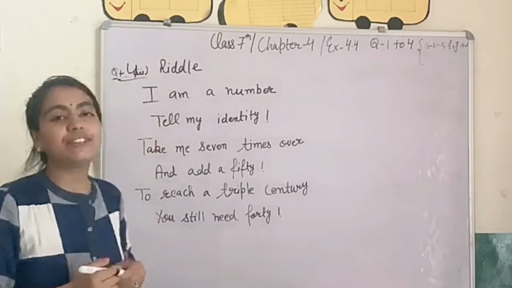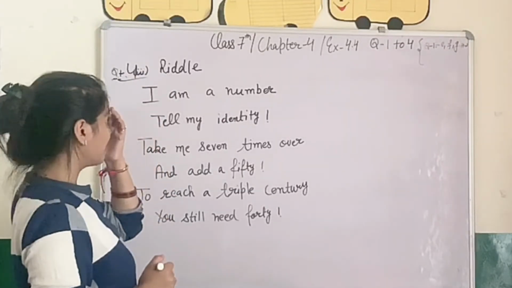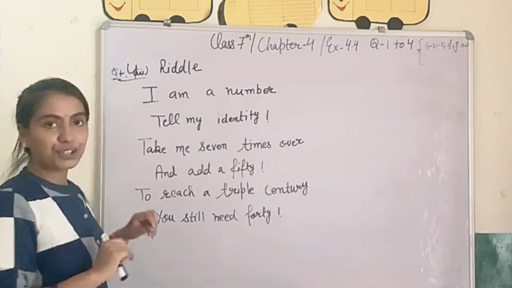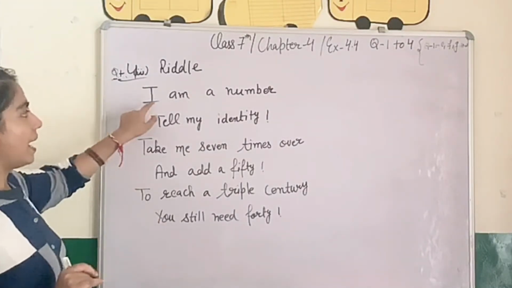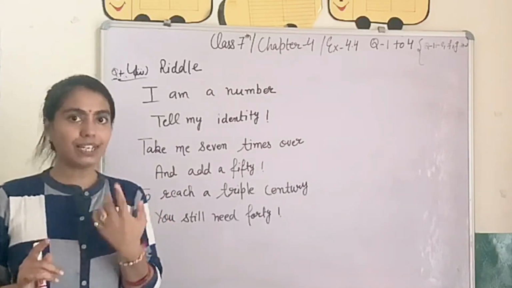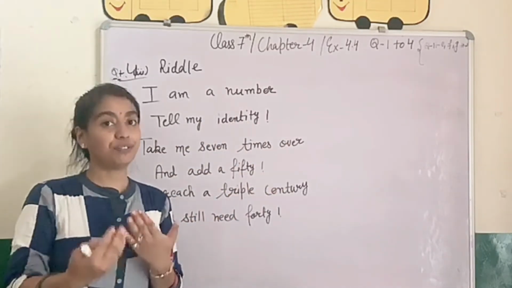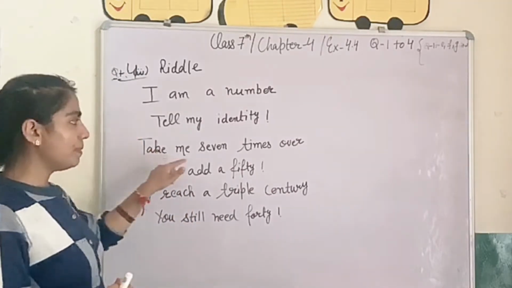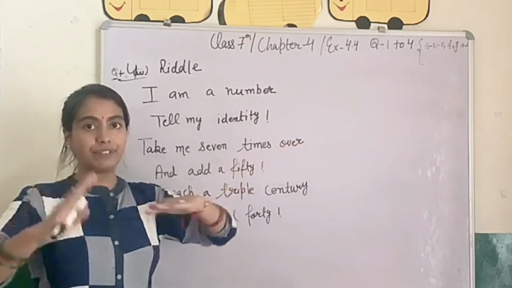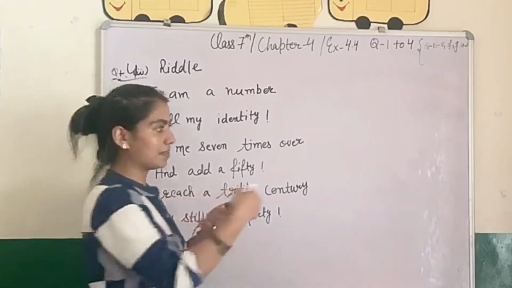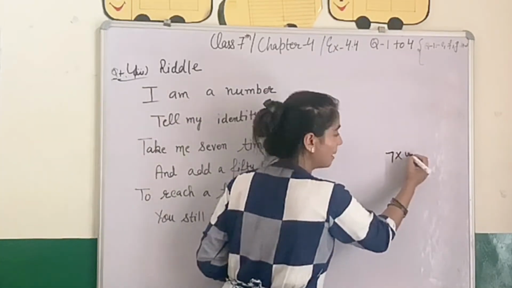We have it in a riddle form. What is the riddle? It's very nice and very interesting also. See, what is the riddle? I am a number. Tell my identity. That number you have to find out. Take me 7 times over. 7 times means 7 into something. 7 times means, as you know, times means multiply.